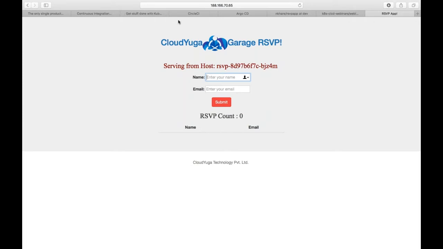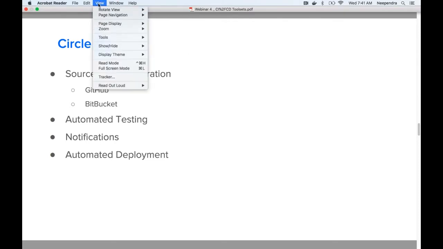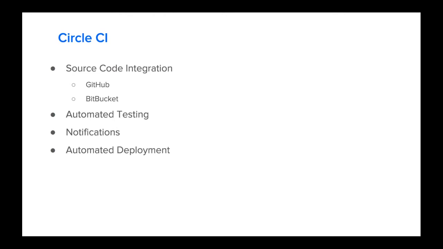Okay, let's go back and talk about CircleCI, and then see the demo. CircleCI is a CI tool using which we could do any CI jobs which we have been doing earlier. It can also do automated deployment. CircleCI integrates with GitHub and Bitbucket. Once we integrate with our source code repository, it can trigger automated testing, and we get notifications as our tests pass, fail, or whatever, and then we can do automated deployment of the application.